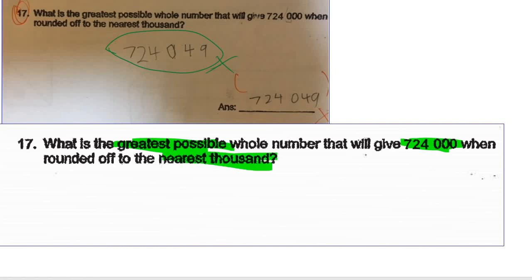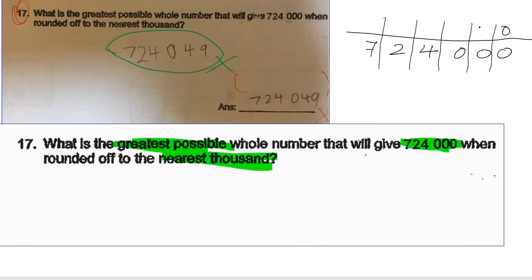All this I highlight. So what I do, I will write this down, 724,000. Then I do my place value. Sorry, it's very hard to control this pen here. So I have ones, tens, hundreds, thousands. I'm interested in thousands, so I stop here, and the rest I can copy down. So here must be 4 because here is 4. But I want the greatest possible number that when rounded off will give me 724,000 to the nearest 1,000.